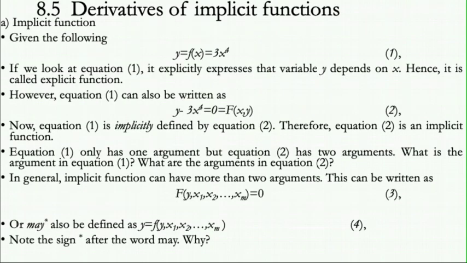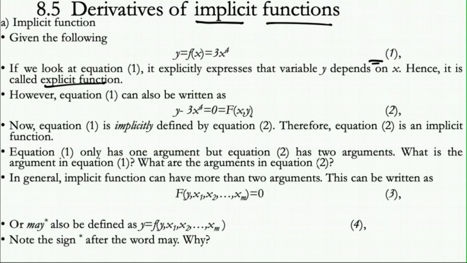Now we move to derivatives of implicit functions. How to do derivative of implicit function? The first thing that we need to know is what it means by implicit function. Let's say we are given expression 1 here, y as a function of x, in particular 3 times x to the power of 4. If we look at expression 1, we can see that explicitly y depends on x, so that's why it is called explicit function. However, we can rewrite 1 as number 2: y minus 3x to the power of 4 equals 0.